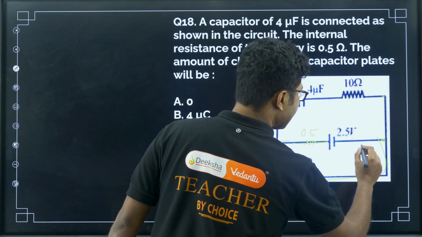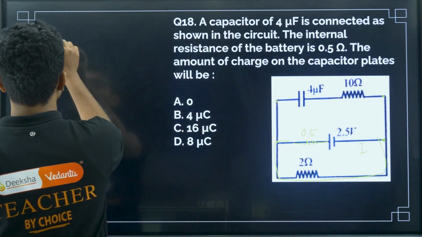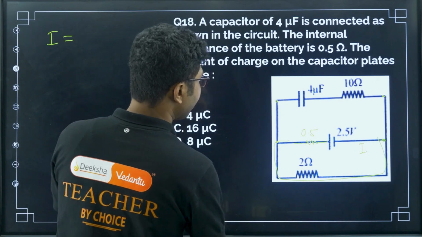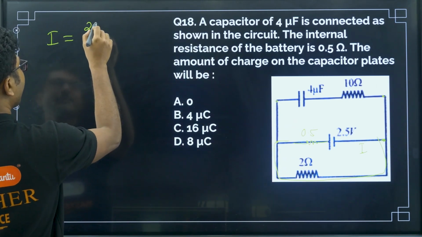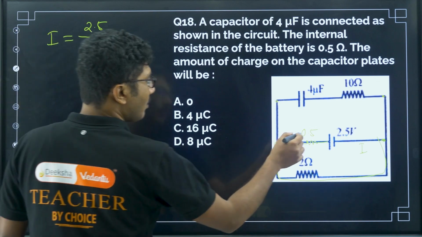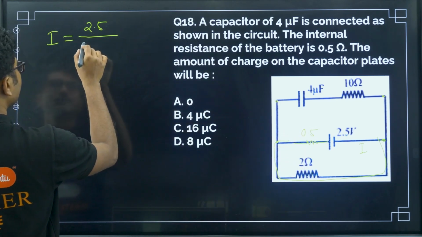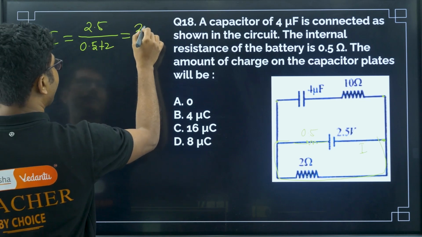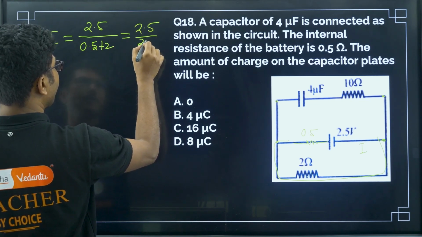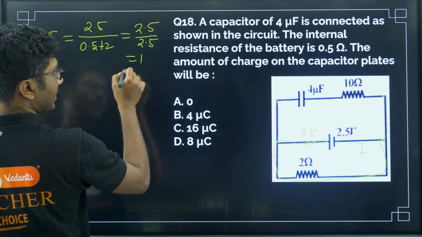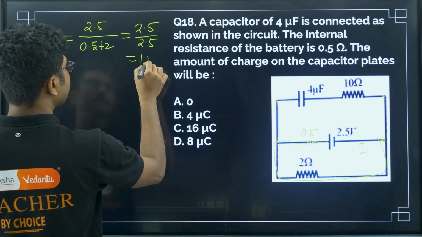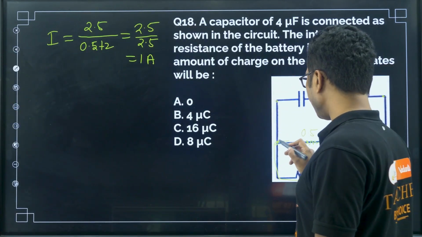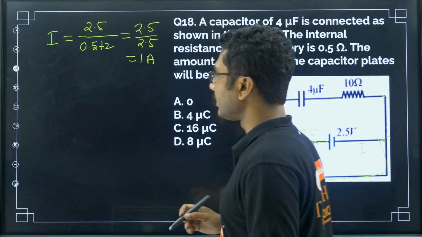Now, what is the current in that circuit? So let's say this current is I. So V equals to IR. So I will be V by R. So I is 2.5 divided by 0.5 plus 2. That is 2.5 divided by 2.5. That is 1 ampere. Right? 1 ampere is the current. Now, if 1 ampere current is flowing in the circuit, then what is the terminal voltage V?